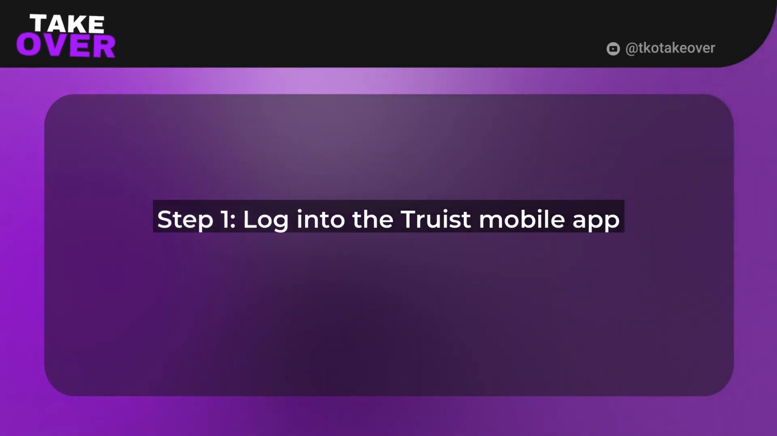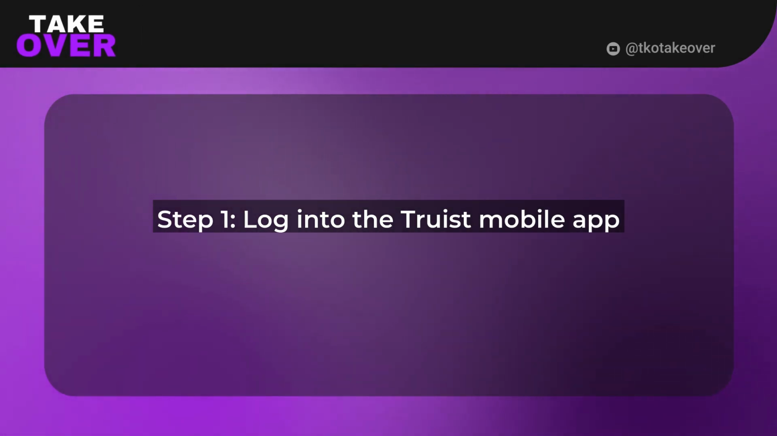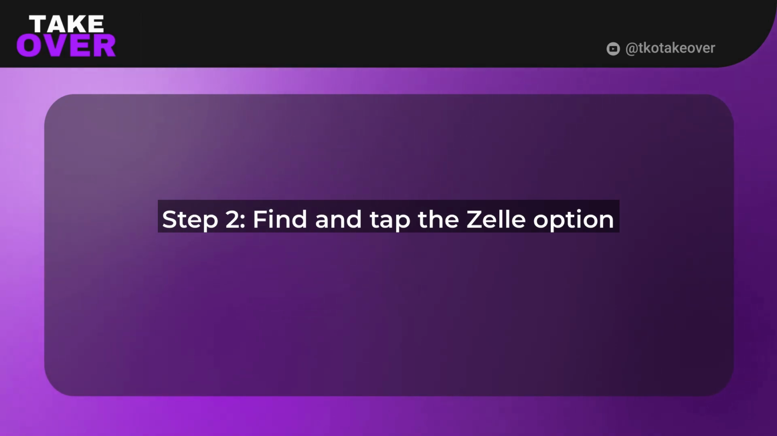Step 1. Open the Truist mobile banking app and log in with your username and password. Once you're in, navigate to the Transfers or Payments section. It's usually easy to find on the home screen.